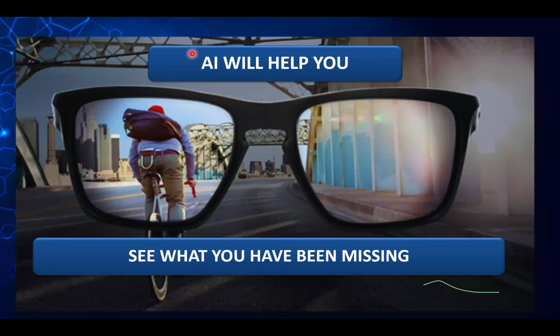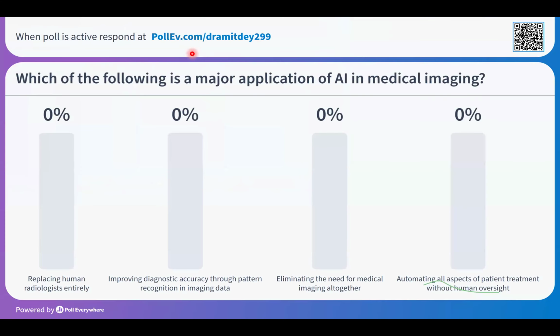So, in short, artificial intelligence will help us see what we have actually been missing. Having said that, I will take you quickly to the last part of the poll before I hand it over to Professor Roy Gupta for his presentation on data analytics. And I would love your opinion on this.